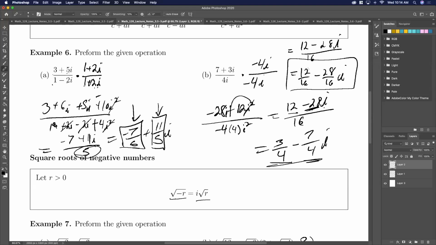And so once I do that, I can just simplify from here. I'll take out a 4 on both, and so I'll get a 4 and a 3. And I'll take out a 4 on both here, I'll get a 4 and a 7. And that's how I got to that.